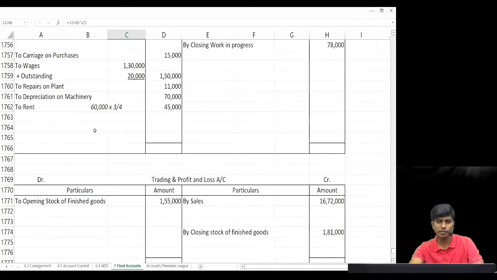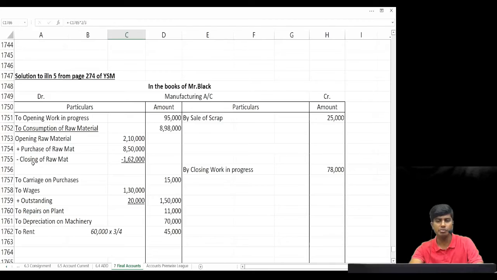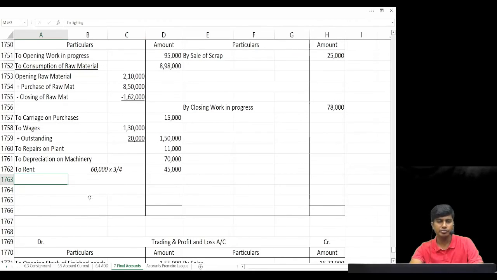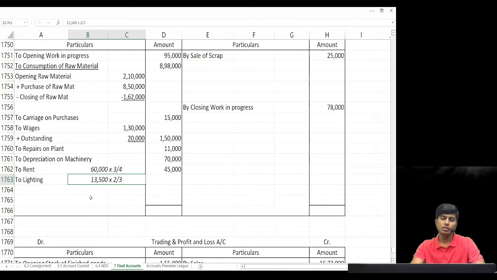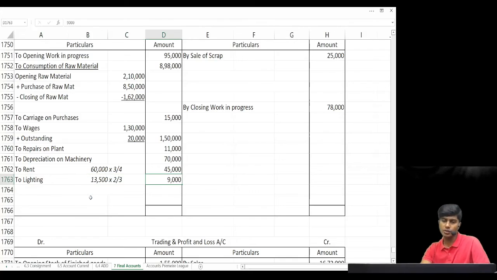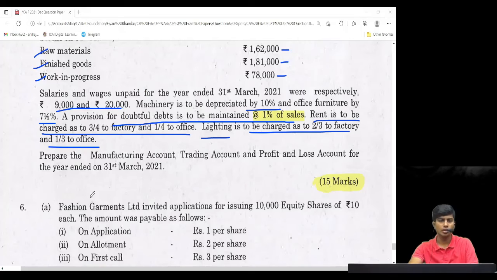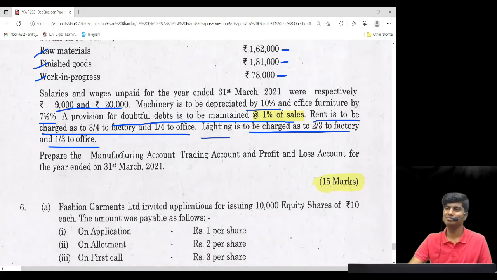Okay, let me write here in manufacturing: to lighting, 13,500 into 2 by 3, 9,000. We deducted 9,000 from P&L and then put it to manufacturing. That's it, the question is over.